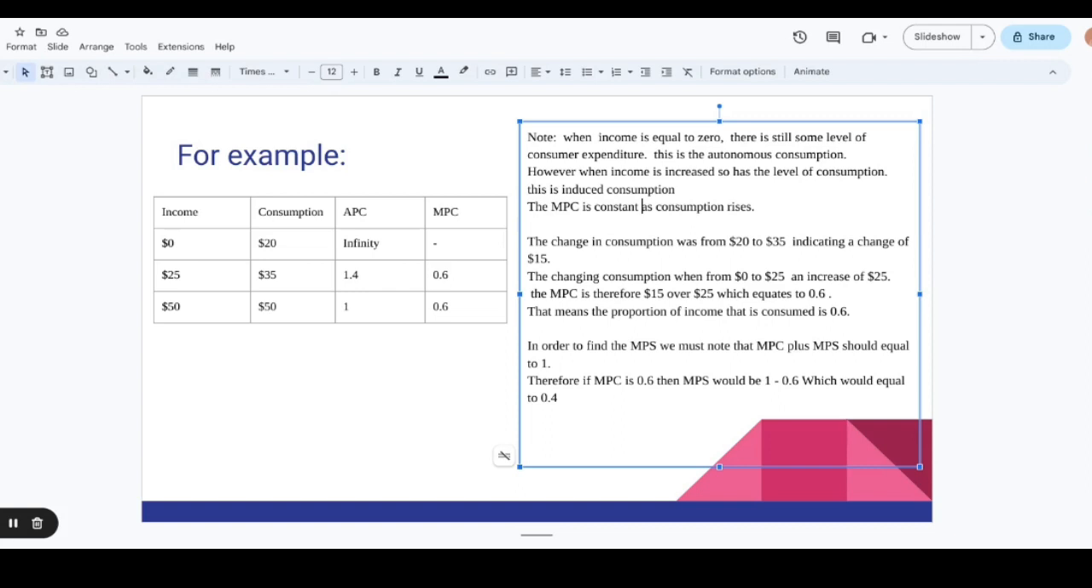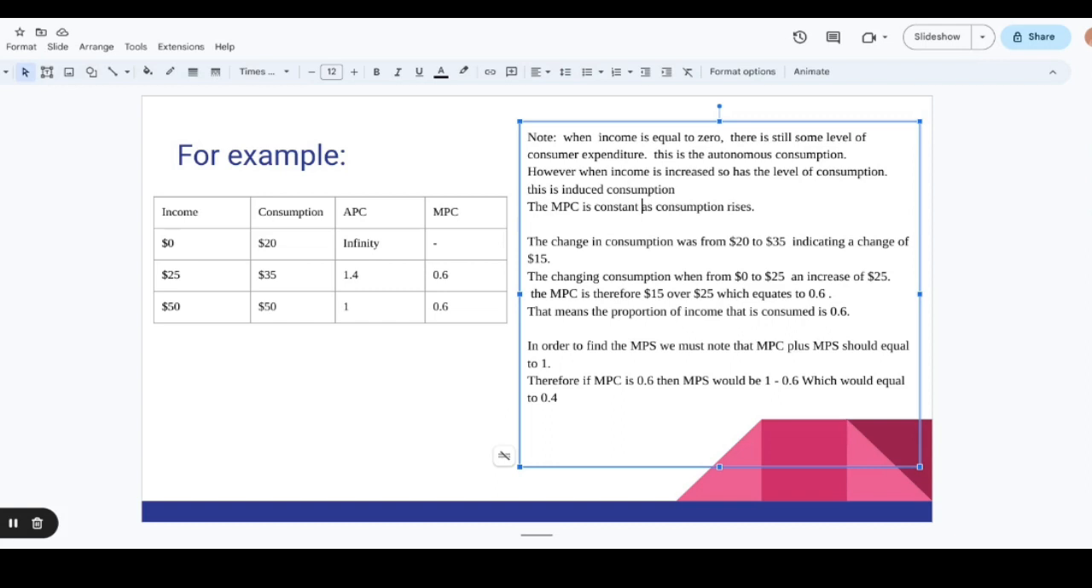So therefore, if we have the value for the summation of marginal propensity to consume and save, which is 1, and we have the marginal propensity to consume, which is 0.6, then all we have to do is subtract. So it would be 1 minus 0.6, which would be equal to 0.4. So that would be the marginal propensity to save. And again, this should be constant. So when you add up MPC and MPS, we are going to get 1. It should always be equal to 1.